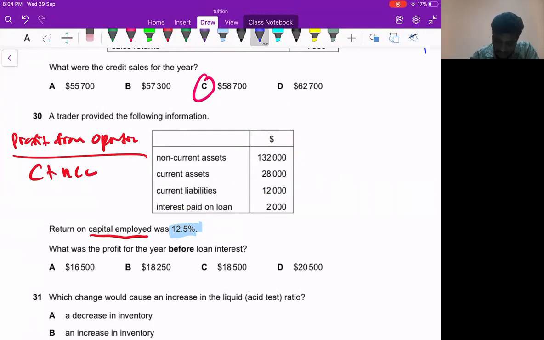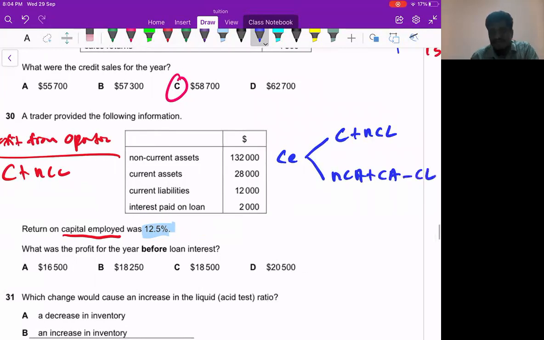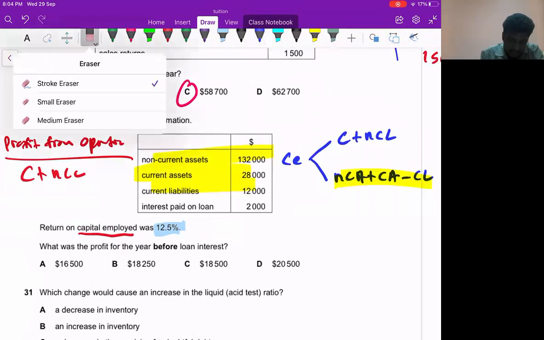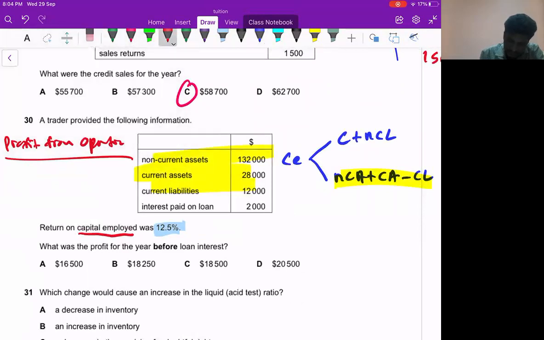There are two formulas for capital employed. One is capital plus NCL. Another one is NCA plus CA minus CL. So I'm going to use the second formula because the information given to me is based on the second formula. So how much? 132,000 plus 28,000 minus 12,000, and the return is equal to 12.5%.